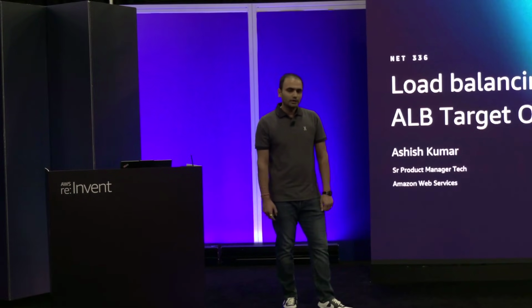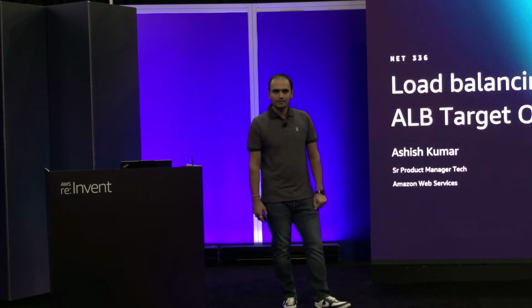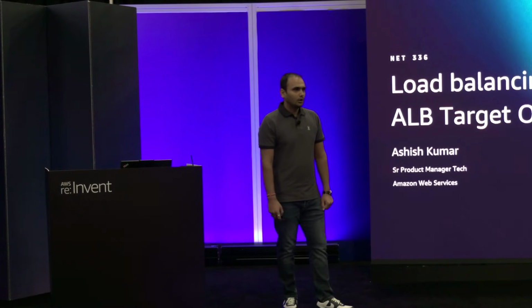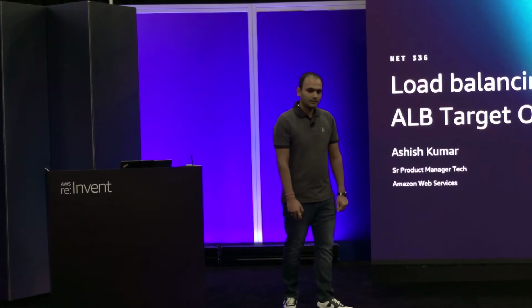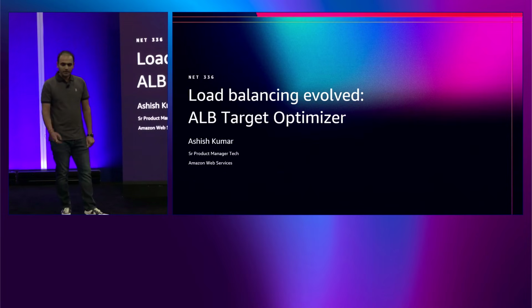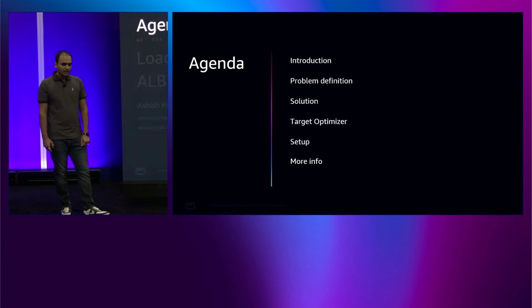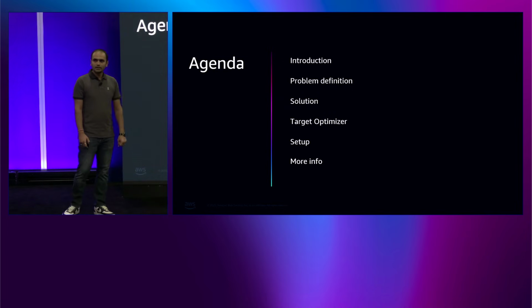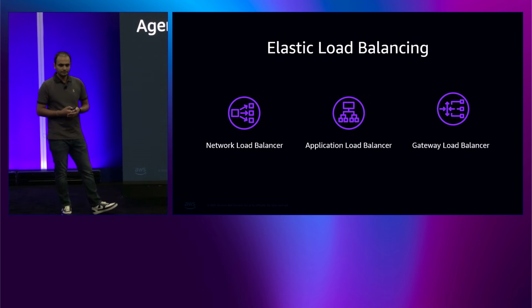And today we'll be talking about a feature in elastic load balancing that we launched about a week ago. This feature is called Target Optimizer. The agenda for the next 20 minutes is that we'll spend some time discussing the problem, then the solution. Then we'll introduce Target Optimizer, describe how it works, talk about how you can set it up, and finally conclude with some ancillary information.